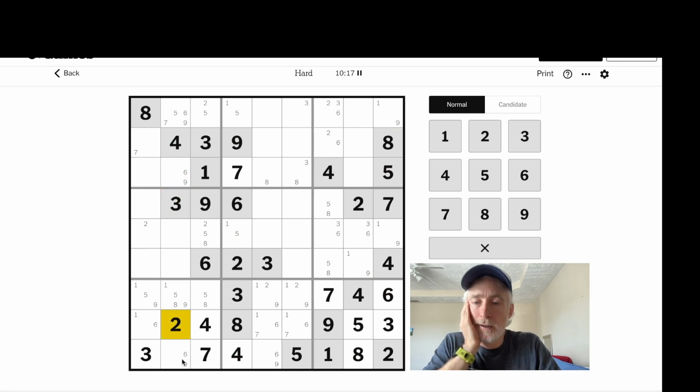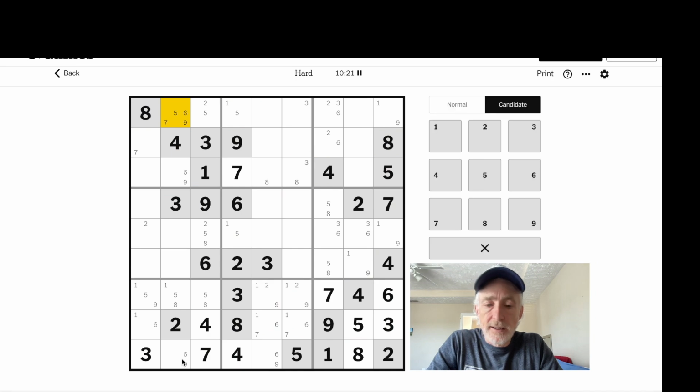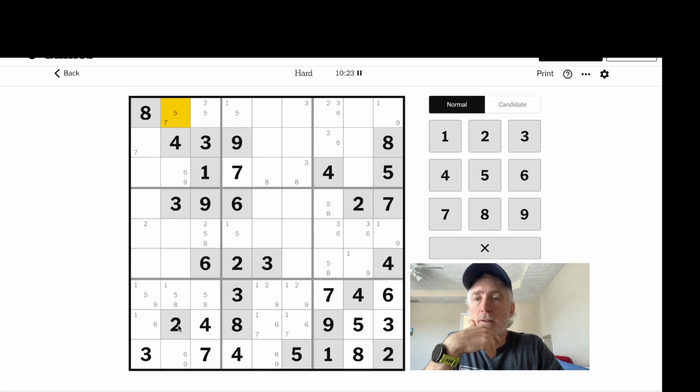So we can eliminate 9 from here, and we can actually eliminate 6, 9 from here. So this is now down to 5, 7. This is down to 2, 5. This is 5, 7. This is down to 6, 9 within this box.